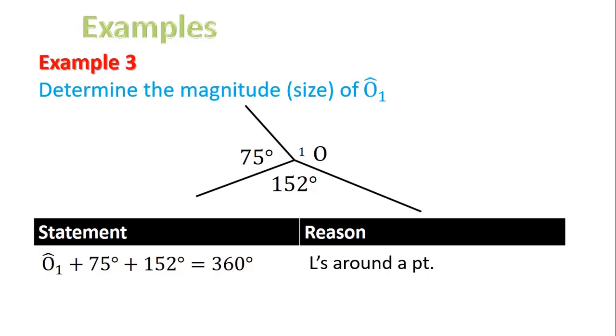Alright, now I use my equations to get O1 by itself. So O1 plus 75 plus 152 gives us 227, and that equals 360 degrees. Now let's figure out what O1 is. So to do that, we subtract 227 degrees from both sides, and so I have O1 equals 133 degrees.